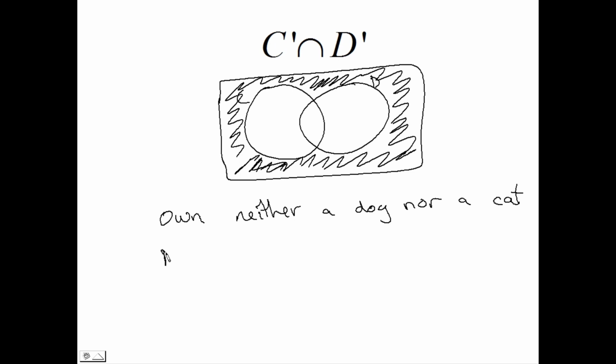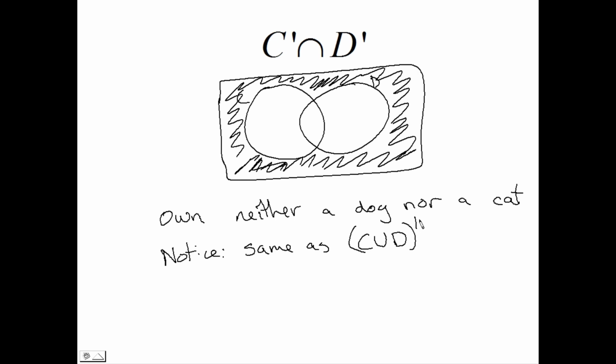Notice this is the same as that inside part, the part that I have unshaded here. This is the cat owners union with the dog owners, meaning everybody that owns a cat or owns a dog or maybe both is unshaded. So what I have just done is shade the complement of C union D.